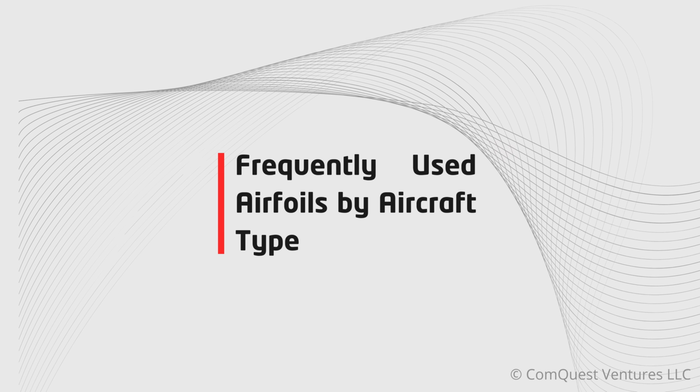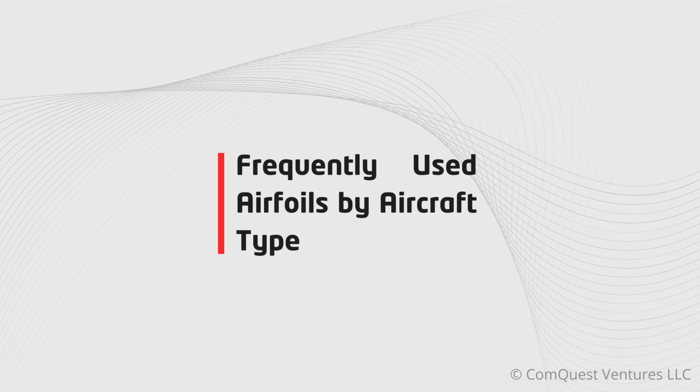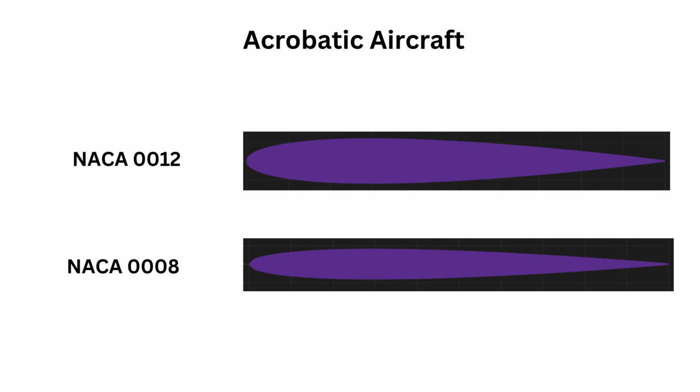Let's look at some common airfoil sections depending on the aircraft type being designed. Acrobatic aircraft usually use symmetric airfoils, as these provide consistent flight characteristics in both upright and inverted flight maneuvers. The most popular options are the NACA 4-digit symmetric airfoils, such as the NACA 0004, 0008, 0010, or 0012.